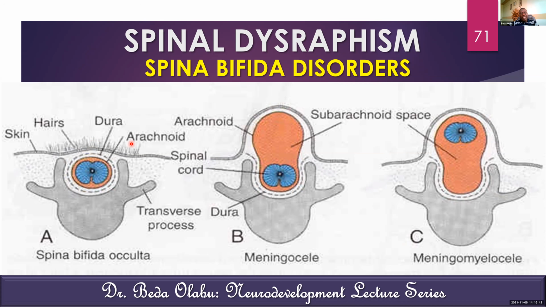It appears like there are two projections from this vertebra, and there's a defect there. And that's why we call it bifida, spina bifida. In this first one, the swelling is not there. And that's why we call it spina bifida occulta. In this second and third one, there are some swellings. And depending on the content of the swelling, we can call it meningocele or meningomyelocele.